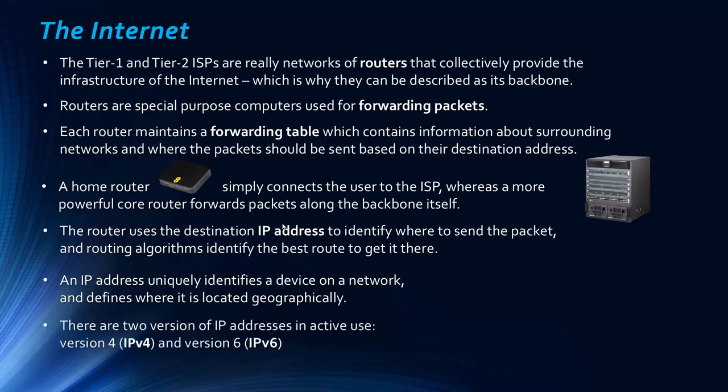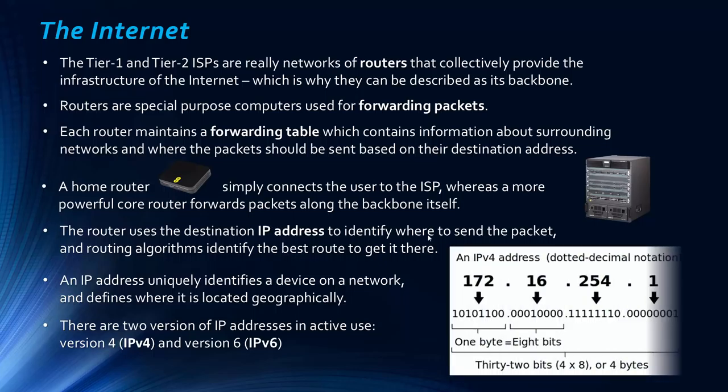And these are the two versions I was talking about. Two versions of IP addresses are in active use: version 4, IPv4, and version 6, IPv6. This is what a typical IPv4 address looks like, and it uses something called dotted decimal notation. I'm not going to overly explain it because there's no indication you need to know it, but this is how IP addresses are usually formatted. If you pause it, you can probably work out what's going on, but I don't want to make it overly confusing.